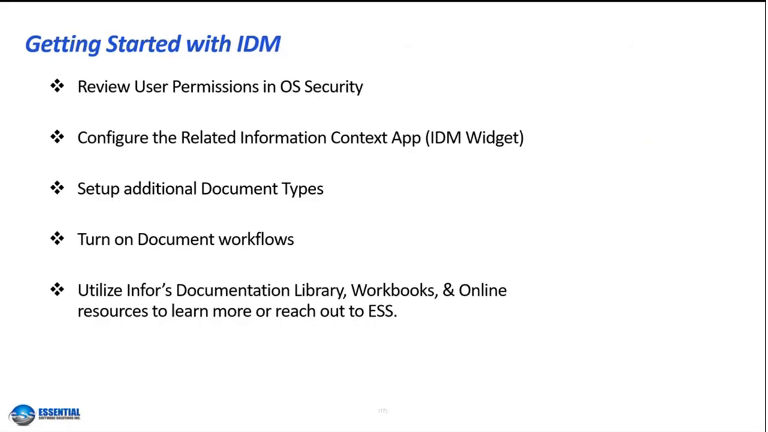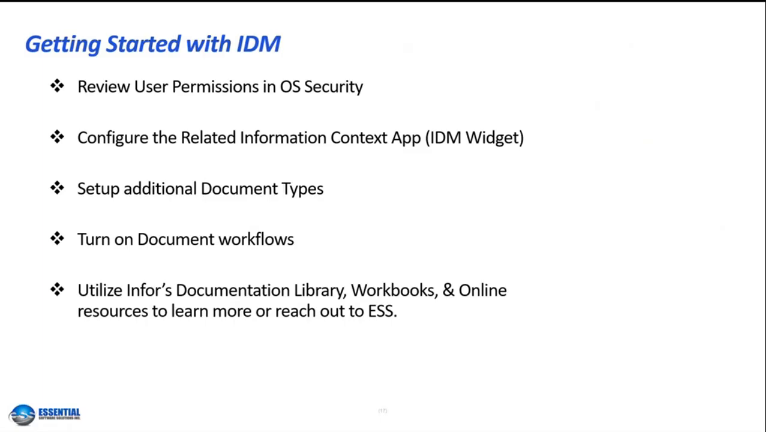Okay, so if you're looking at all of the stuff that we've talked about today and you'd like to get started with it, there's about 5 things that you should watch out for or look for. The first one I mentioned would be to review the user permissions in OS security. If you're an administrator, you can do this yourself. If you're not an administrator, I would follow up with your administrator. I'll go over what those permissions are and what to look for.